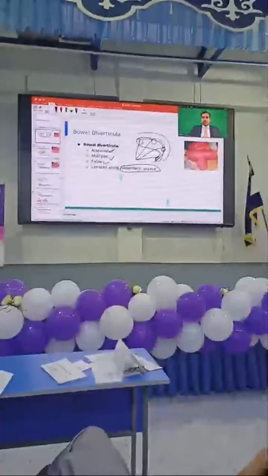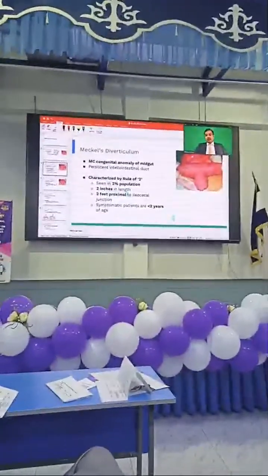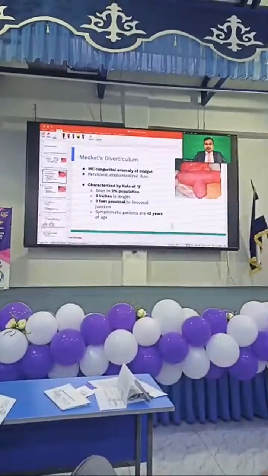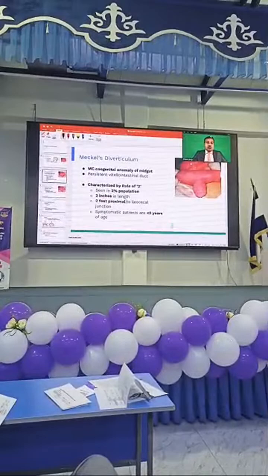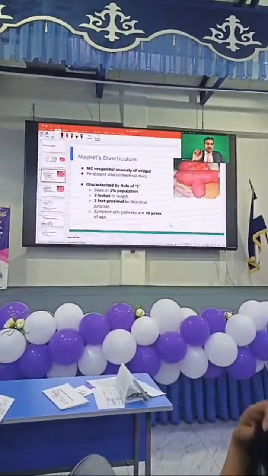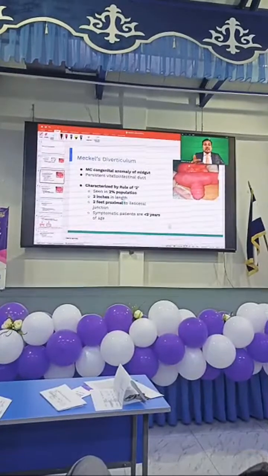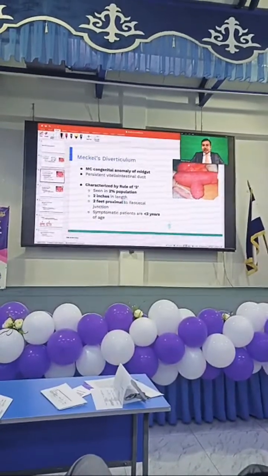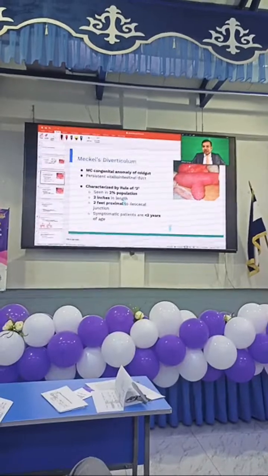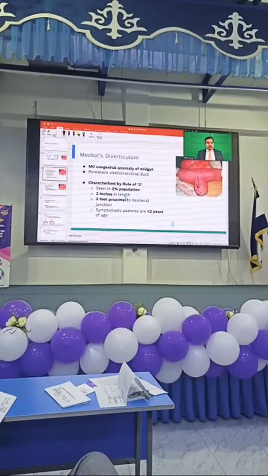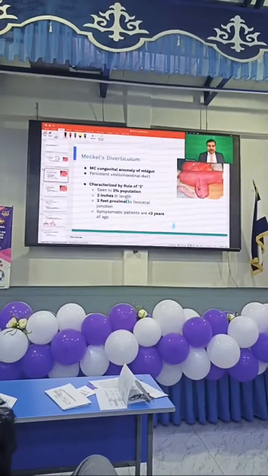Opposite of a false diverticulum is Meckel's diverticulum. Why is Meckel's diverticulum just the opposite? First, it is single. Second, it is a true diverticulum because it contains all three layers: mucosa, submucosa, and muscularis propria. It is congenital. And what is the location? It is along the anti-mesenteric border. Clear? Now see the development.